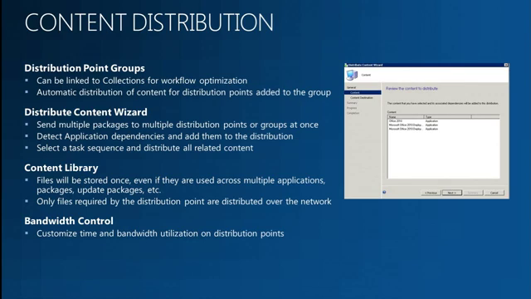And then we have added what we call a bandwidth control, which allows you to customize time and bandwidth utilization on distribution points, so you don't really need a secondary site if you can use the distribution point with the bandwidth control.